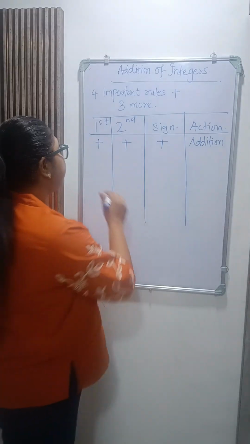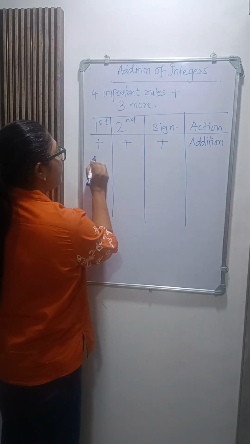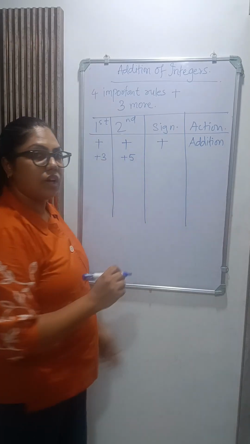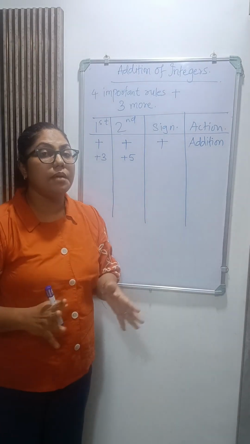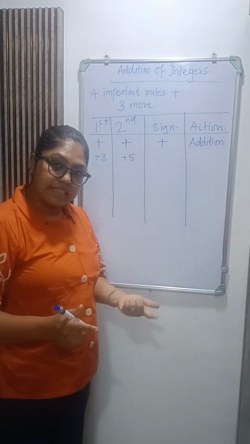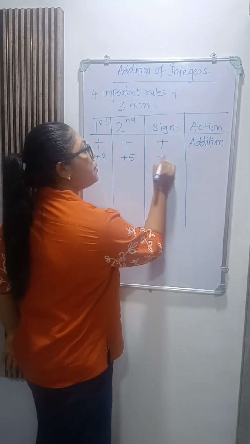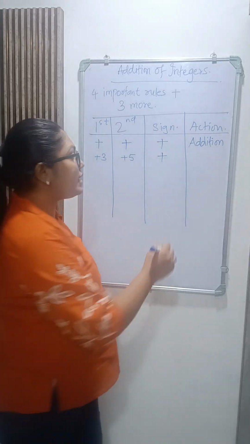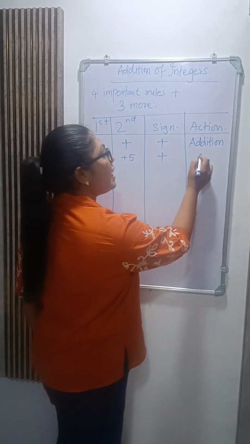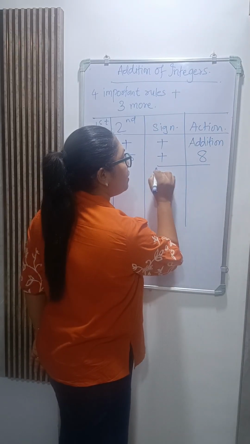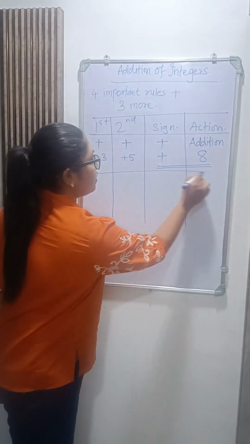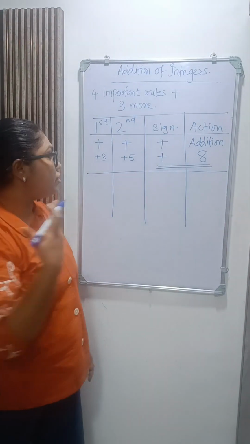Let us take an example of this. If I have plus 3 plus 5, here you can see both the numbers are positive integers. Because both have plus, the same sign, we will put a plus sign in the answer. And what we have to do, we have to add. So 3 plus 5 is 8, so my answer will be plus 8. Okay, so this is the first rule. Let's move on to the second rule.